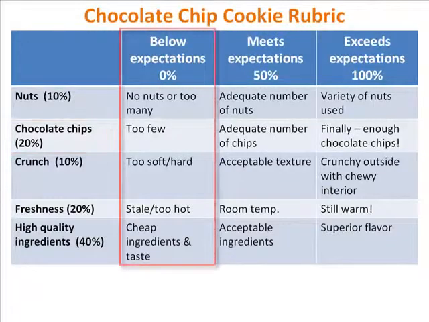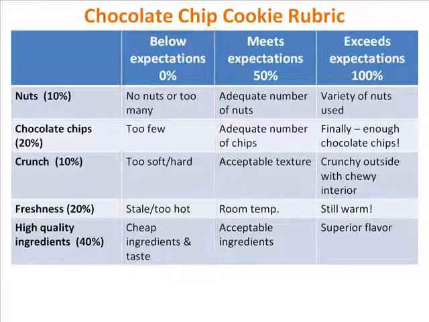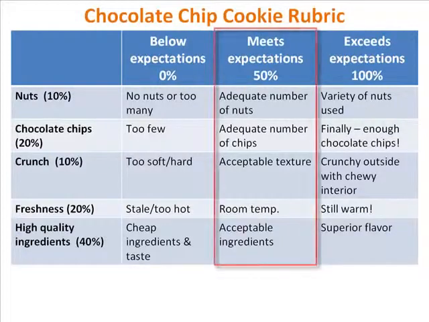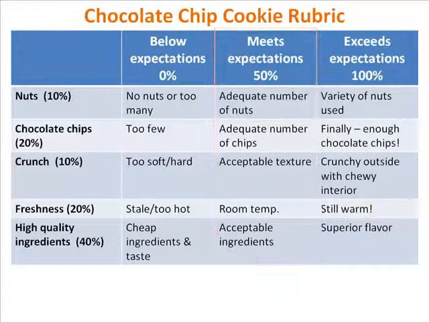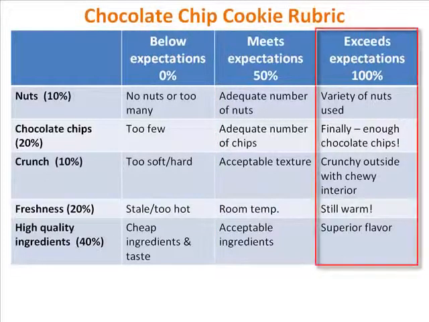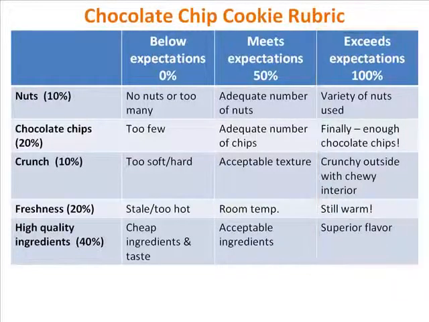Now the next columns going across, one is below expectations. So on the nuts category, worth 10% of the total points, if there are no nuts or even too many nuts, you're not going to get the 10% of those points. If it meets expectations for this particular rubric, if there's enough nuts, you're going to get 50% or half of the 10% of the total number of points possible. And if it exceeds expectations, in this case used a variety of nuts, you're going to get 100% of the points. You're going to get 10% of the points possible for this.